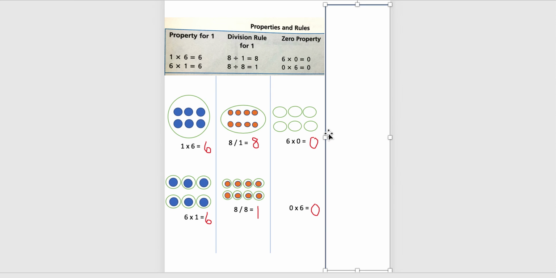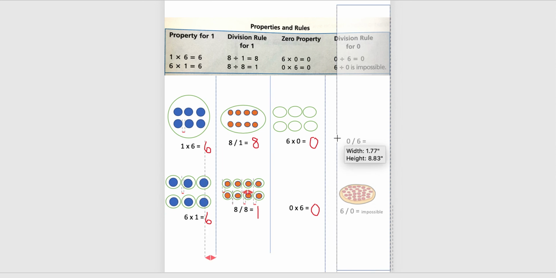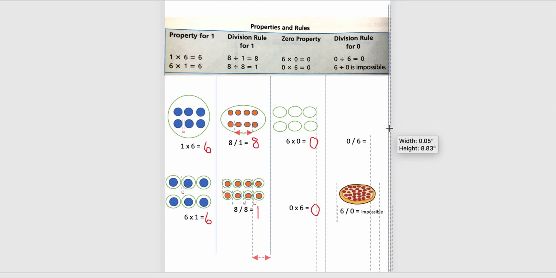Now this is where I want you to pay extra close attention. We have the division rule for 0. 0 divided by 6 tells us that we have 0 dots and we want to divide it into 6 groups. Well, if we have 0 dots, that means we can't put them into any groups, so 0 groups.